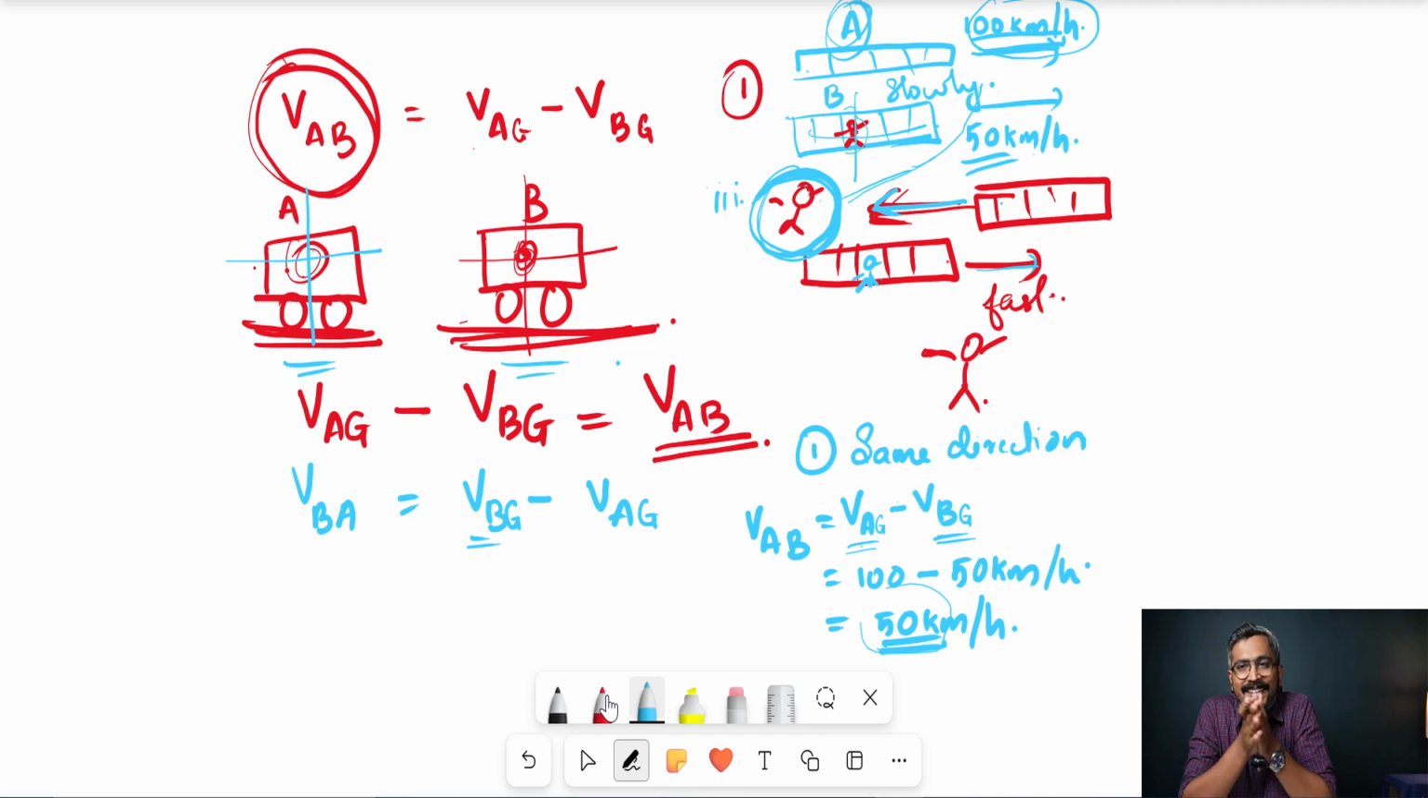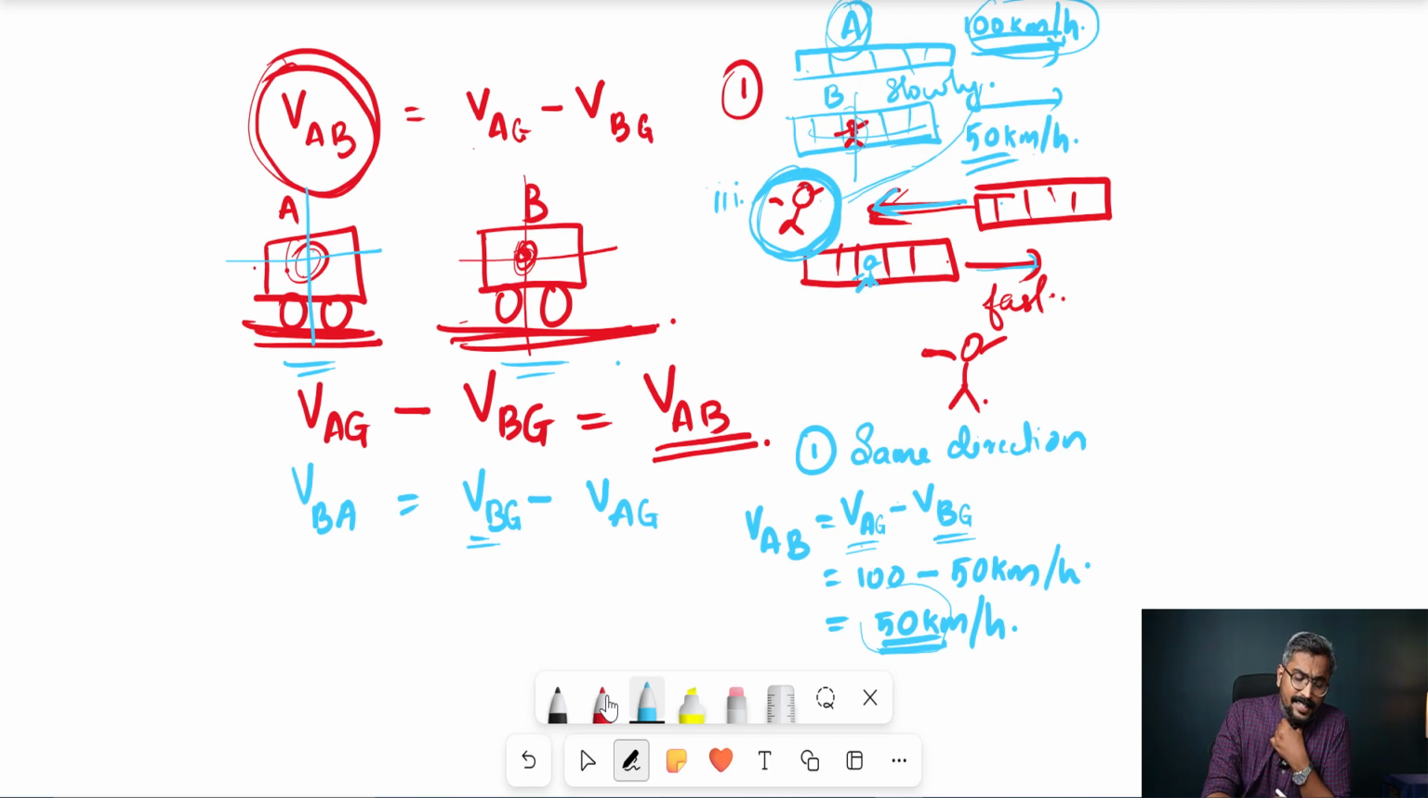So here comes the first point, that is, if both trains are moving, or both frames of reference are moving in the same direction, then you can see a drastic change in velocity. Why does this happen? Because we are dealing with vectors, and for vectors the directions are very important. So that is the first point.